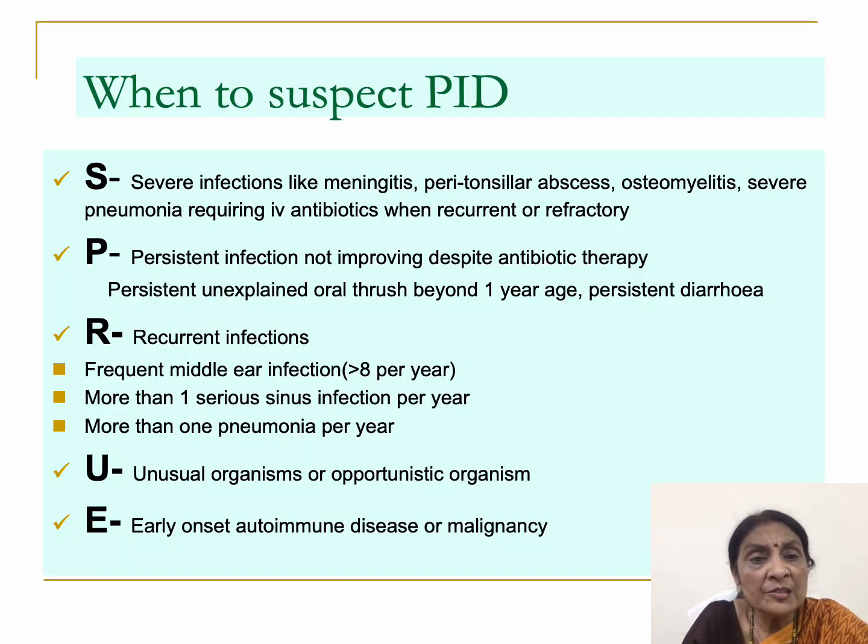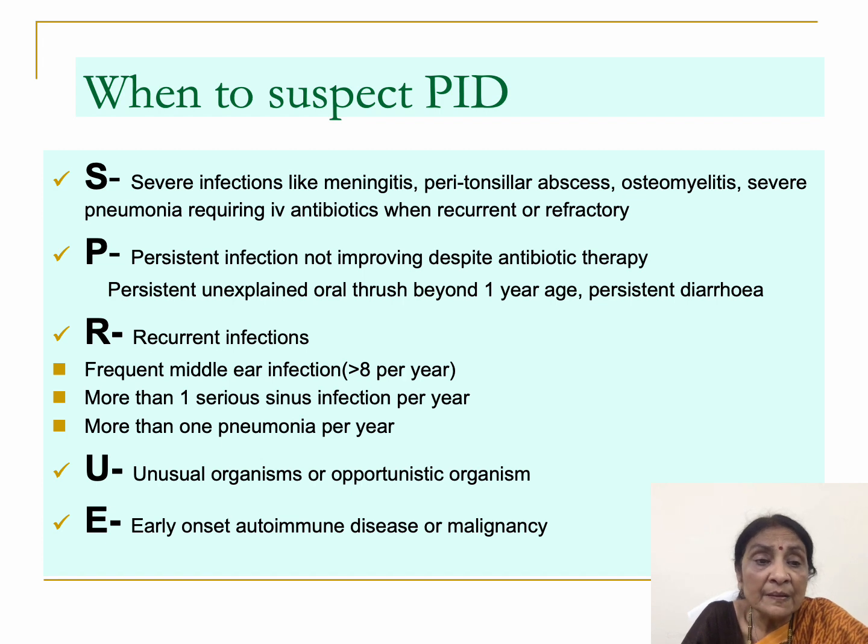So when should we suspect PID? When there is severe infection like meningitis, peritonsillar abscess, osteomyelitis, severe pneumonia requiring IV antibiotic, especially when it's recurrent or refractory. P is persistent infection not improving despite antibiotic therapy. Unexplained oral thrush persisting beyond 1 year of life.